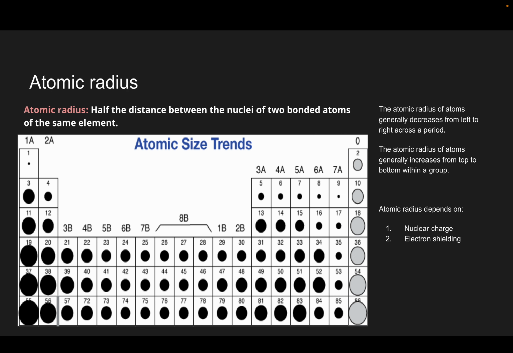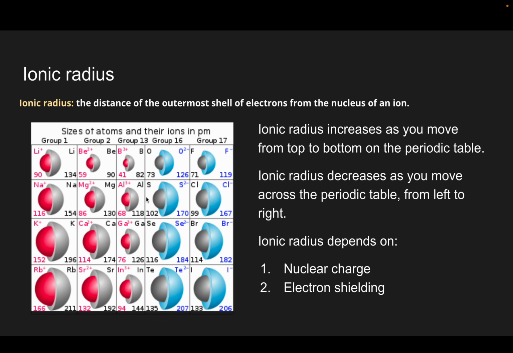And the second one is electron shielding. It can be explained on the example of groups. For example, let's look at the first group. As you can see here, as we go down, the atomic size increases, and the reason is that as we go down the group, the number of energy levels increases, and this is the reason why atomic size increases.